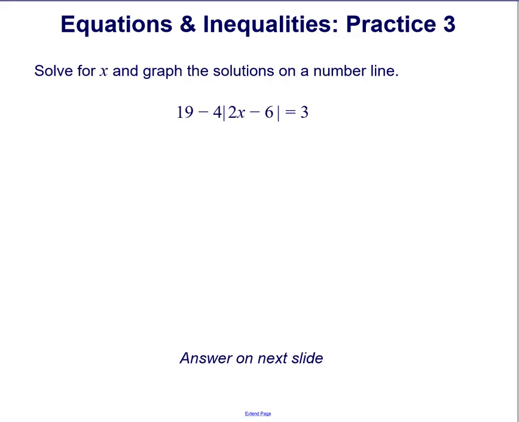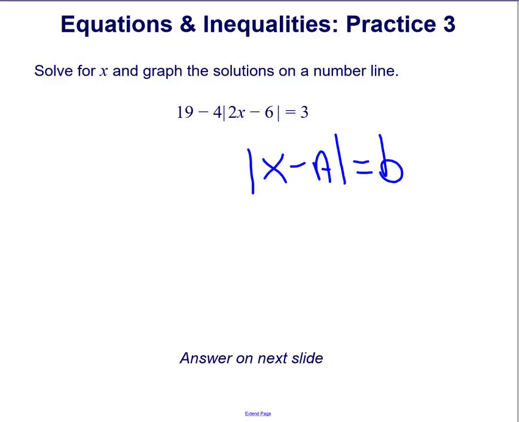Practice number 3. Solve for x and graph the solutions on the number line. Now remember, when you're solving, you want to get this in the form of x minus some number is equal to another number. That's the goal. That's what you're shooting for.